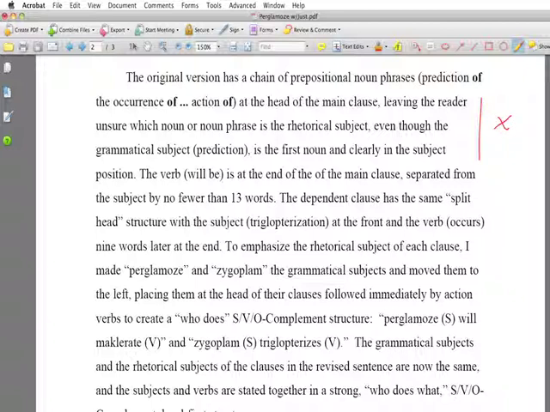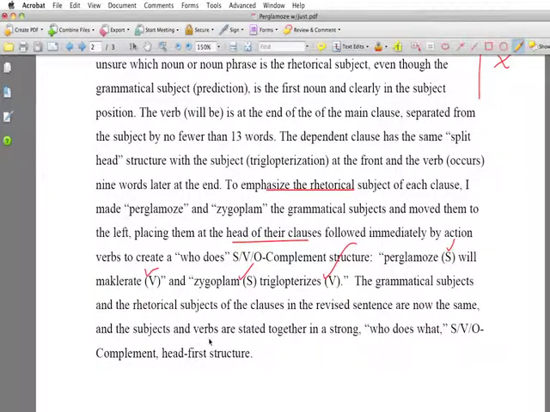So how did it get fixed? To emphasize the rhetorical subject, I made perglamos and zygoplam the grammatical subjects and moved them to the left, placing them at the head of their clauses, followed immediately by the action verbs to create a who does what, SVO, complement structure. Perglamos, subject, will maclerate, verb, and zygoplam, subject, triglopterizes. The grammatical subjects and the rhetorical subjects of the revised sentence are now the same, and the subjects and verbs are stated together in a strong who does what SVO complement head first structure.